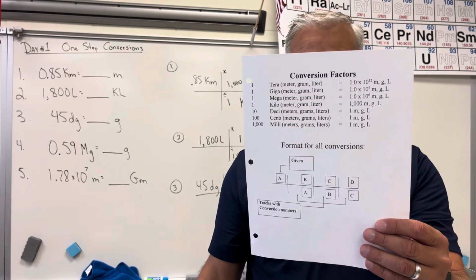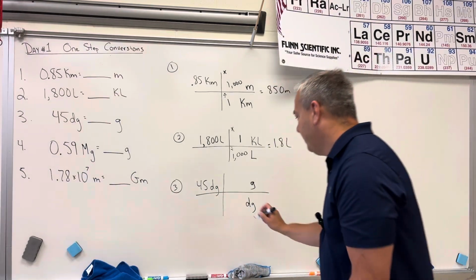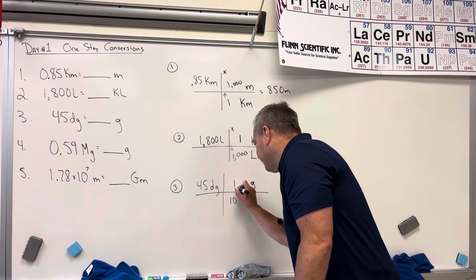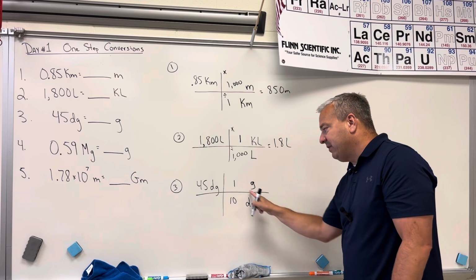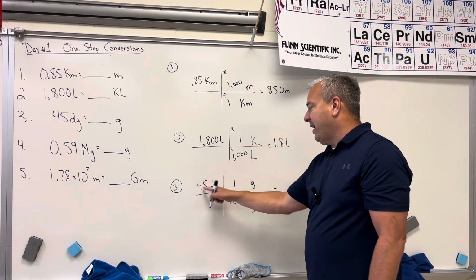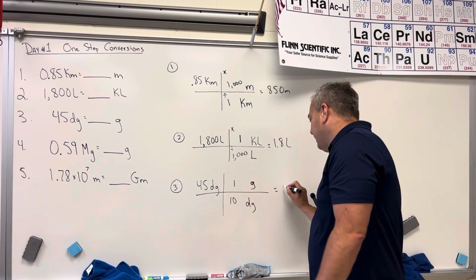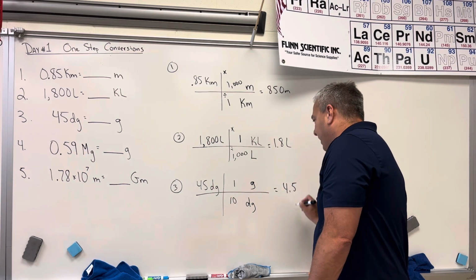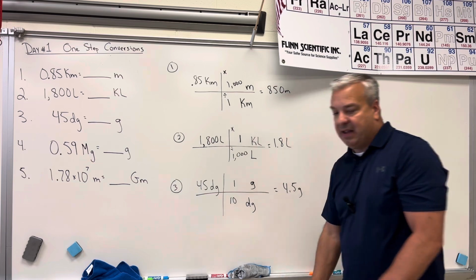10 decigrams is equal to 1 gram. Lots of the smaller units to make up one of the larger units. And 45 times 1 divided by 10 is going to be 4.5 grams as an answer.